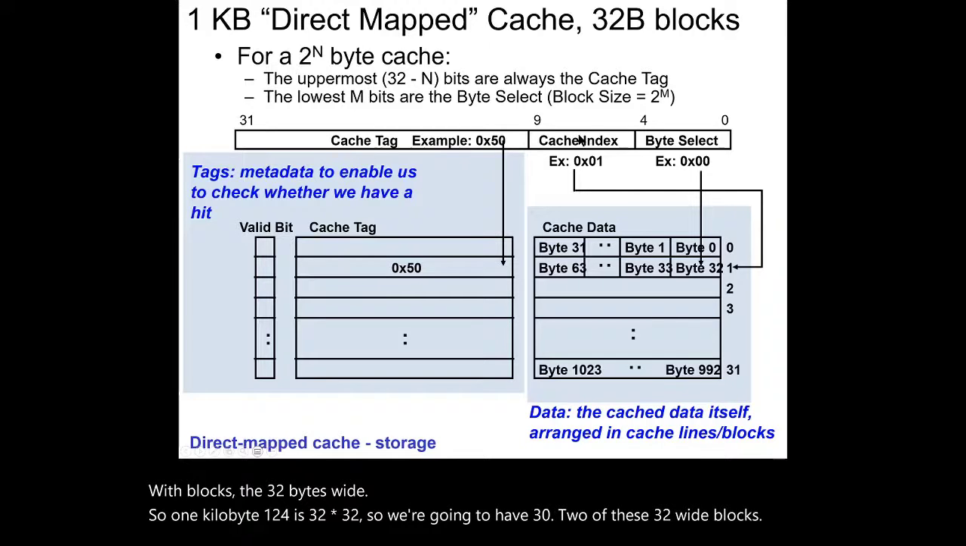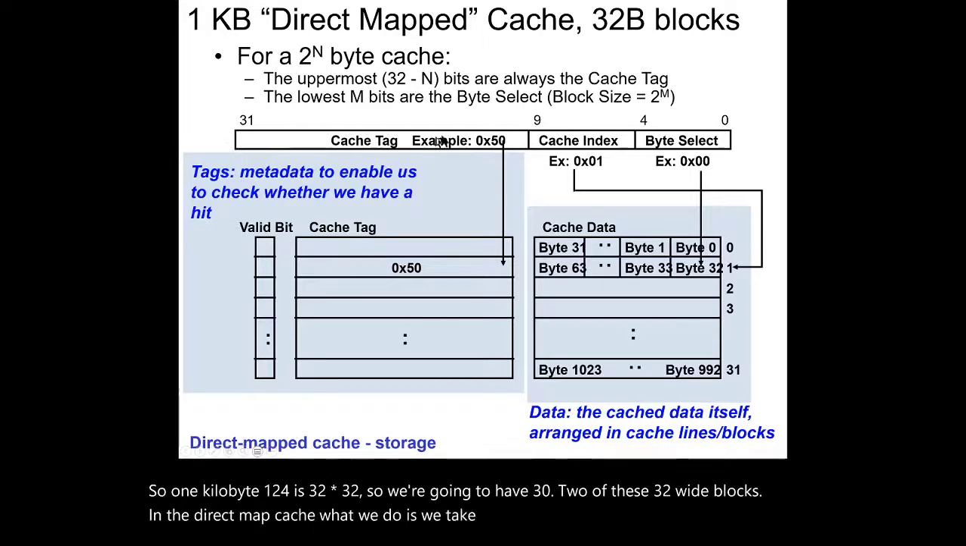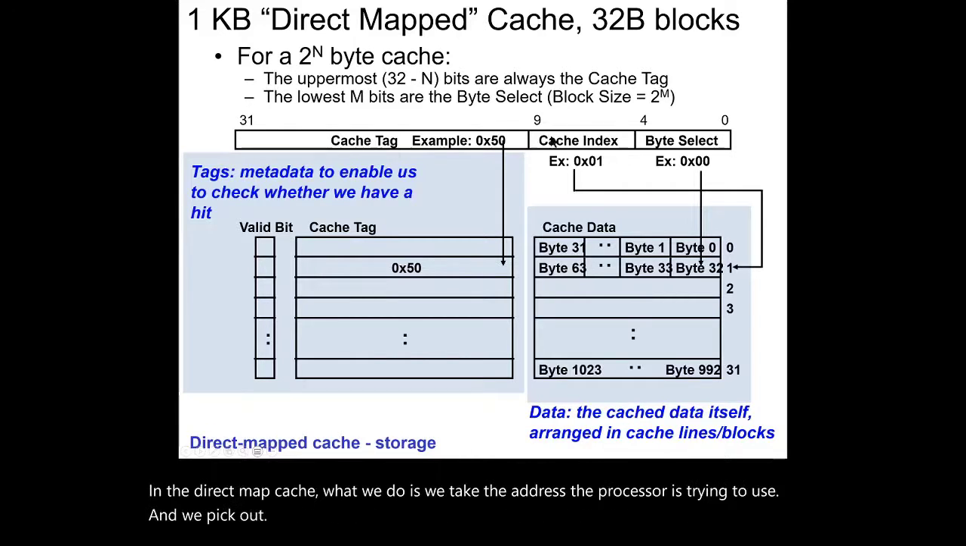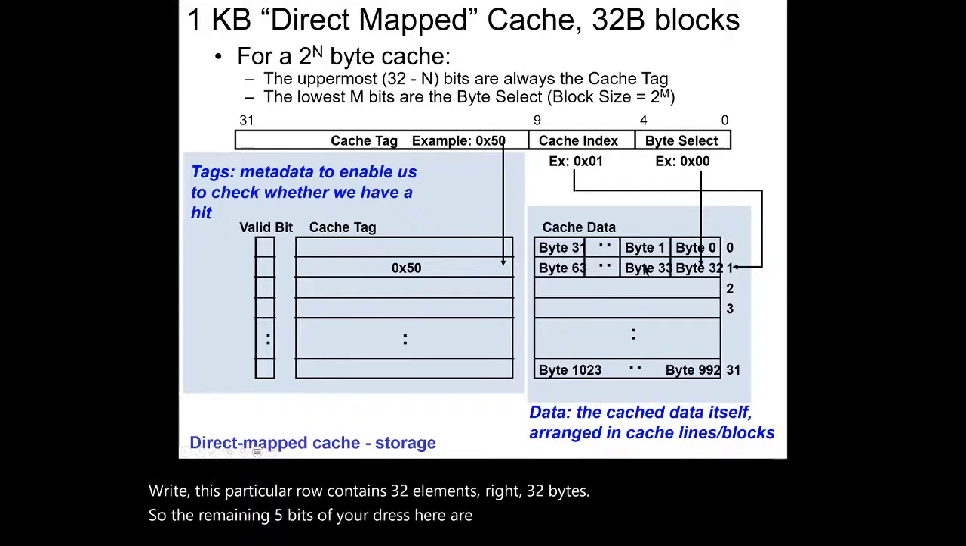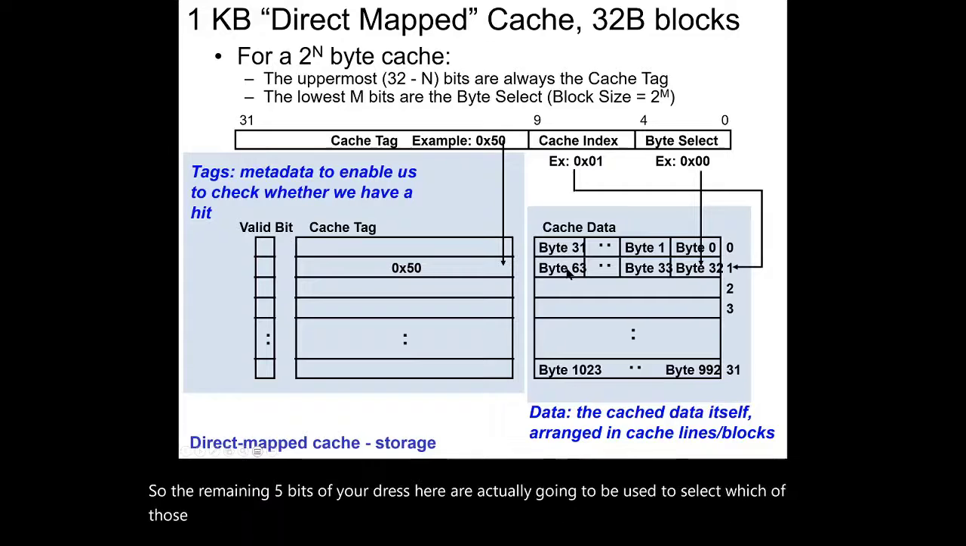In the direct mapped cache, what we do is we take the address that the processor is trying to use and we pick out 5 bits, 5 because 2 to the power 5 is 32, and use those to index a particular row of this cache RAM. Right? This particular row contains 32 elements, 32 bytes. So the remaining 5 bits of your address here are actually going to be used to select which of those bytes the processor actually wanted.